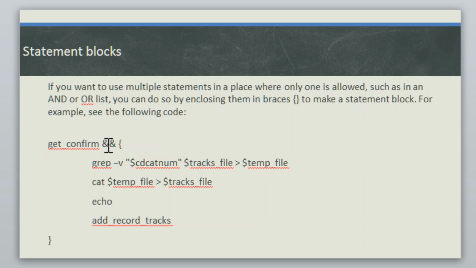We have get_confirm &&, curly brace, and we have grep -v, the cdcatnum variable, the track file variable, and we're redirecting that to a temp file variable. Then we would cat the temp file variable, redirect that to the tracks file variable. Then we would echo added record to tracks, and close this curly brace. So we're able to do multiple things in one AND statement here, right? Whereas normally we could only put one and we'd have to keep doing more AND statements. So we're using multiple statements here in the body, okay?